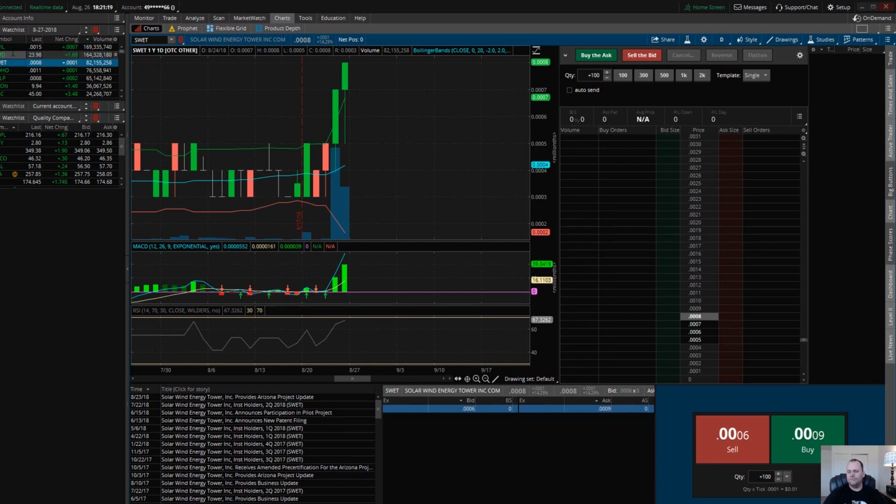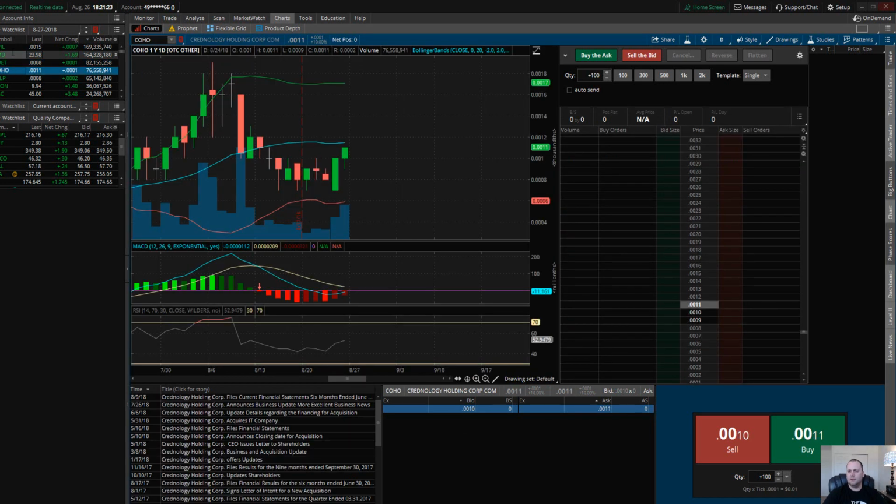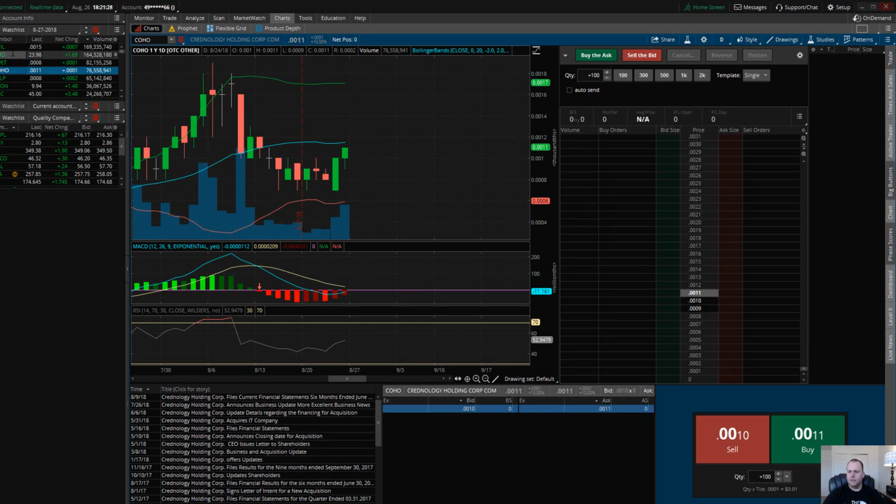This one, I missed my run on that one. I wouldn't even play this. Yeah, potentially reversing on the MACD, but that doesn't matter to me. Because right here, it could bounce off this middle Bollinger Band line and just trade sideways right here. It's just not worth it for me. I like to have them uptrending.